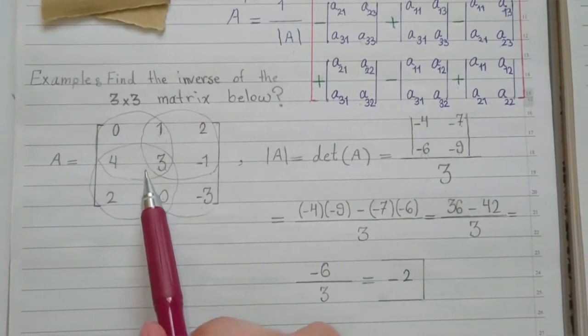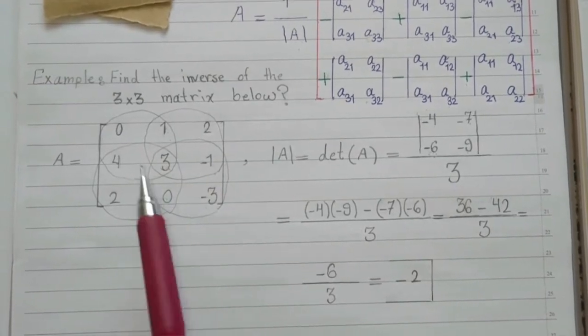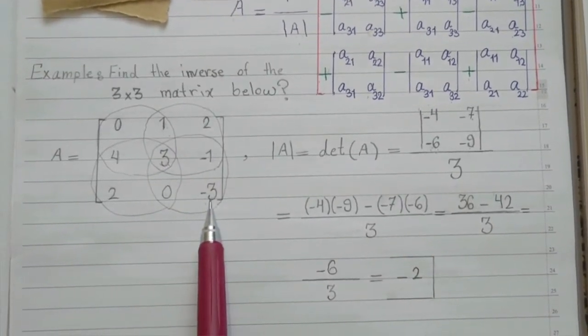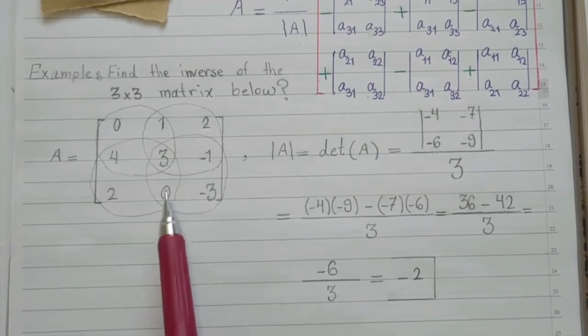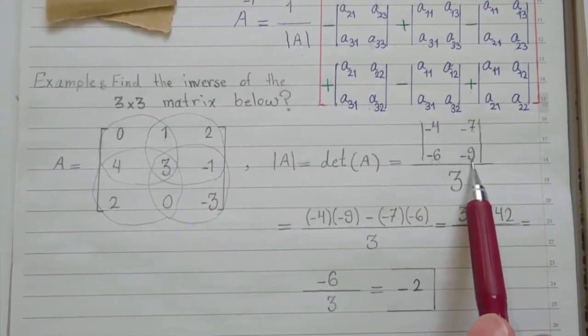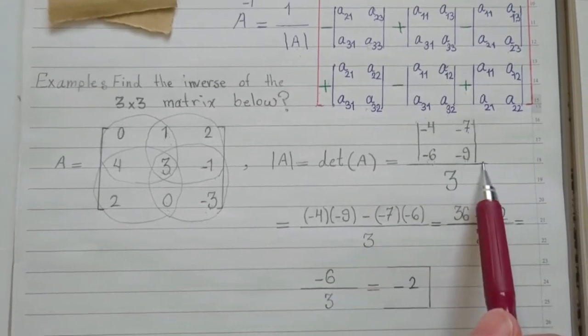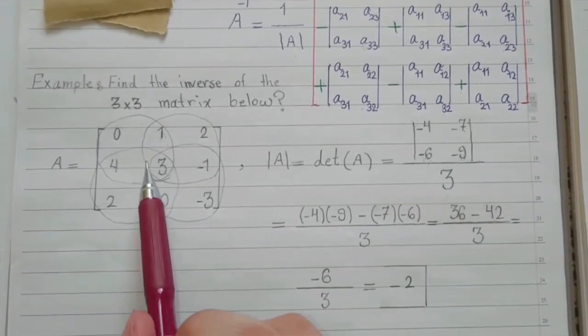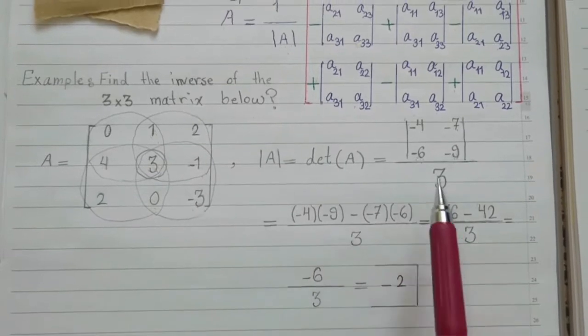Then we find the determinant of this part of our matrix, which is going to be 3 times negative 3, which is going to be negative 9 minus 0, which is going to be negative 9 overall, over our middle entry, which in here is 3.